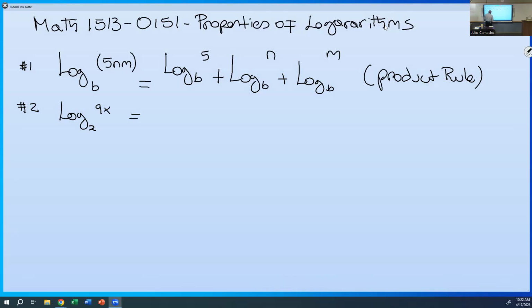How do we expand? Remember, when the exponents are being multiplied, we add the logs. When they are being divided, we subtract them. So in this second example, also they are being multiplied, so 9 times x. So that will be equal to the log base 2 of 9 plus the log base 2 of x. And we have applied again the product rule.